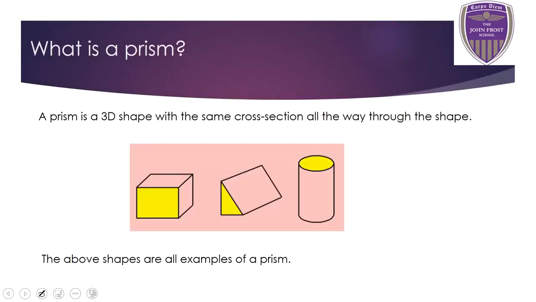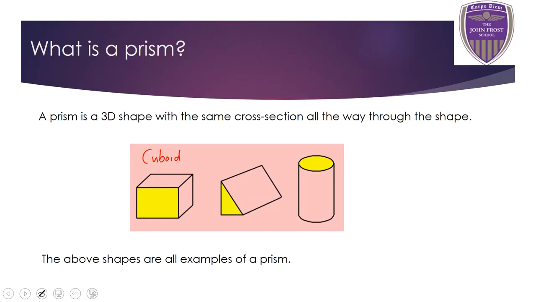So first of all, let's have a little recap on the previous lesson then. A prism is a 3D shape which has the same cross-section running all the way through the shape. The first shape that we've got here is called a cuboid. The cross-section is a rectangle at the front here in yellow, and a cuboid has 6 faces, rectangular or square in shape.